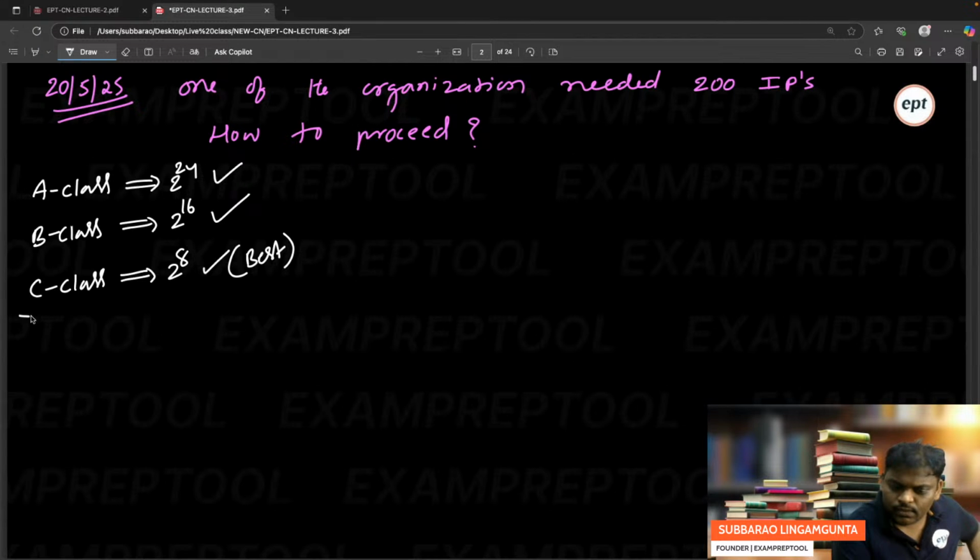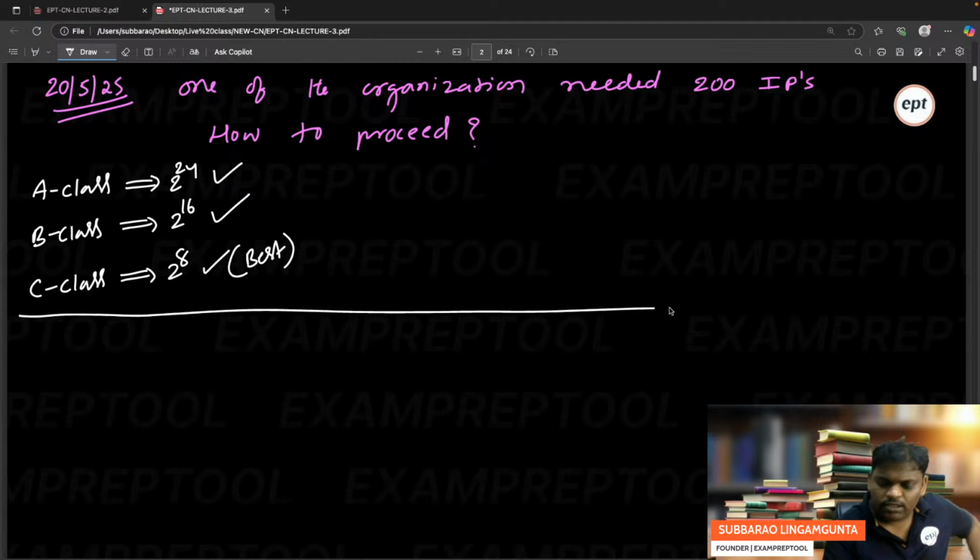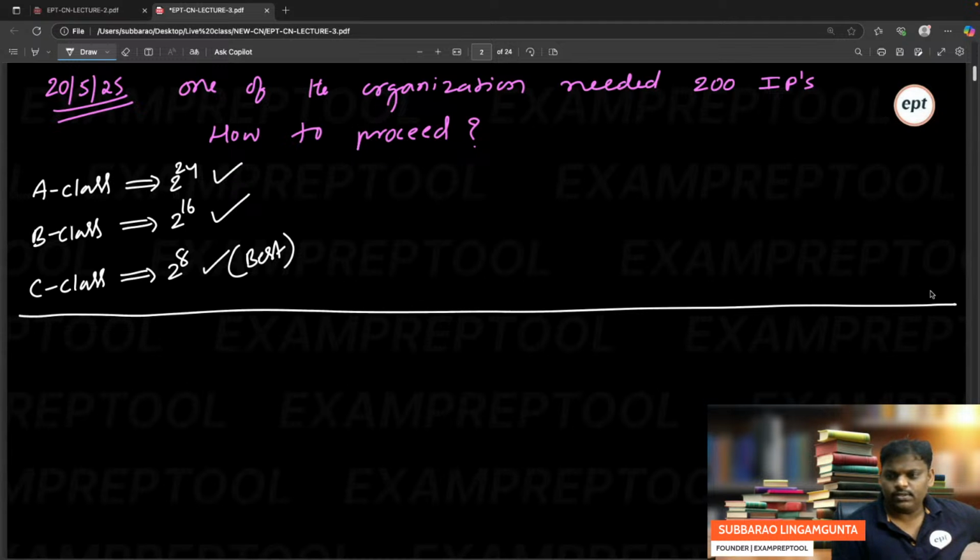Now let's see this one. The best is going to be 2 power 8, 256. I want 200, so 256 is the nearest one. There is some wastage, but a little less. Remember, until now I have not done subnetting, because there is really no problem, so we are not going to subnetting.